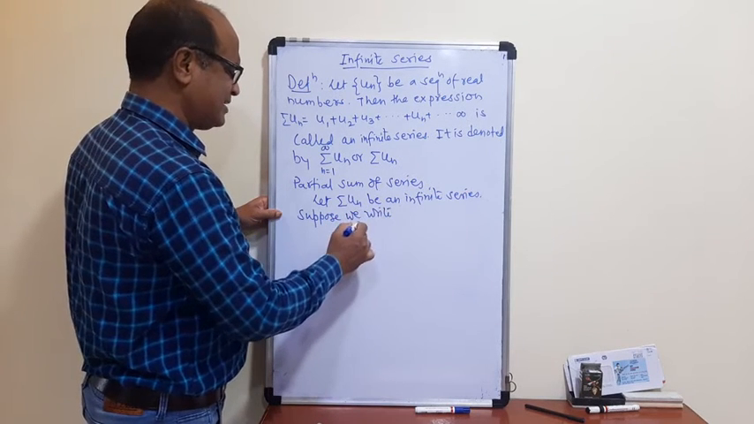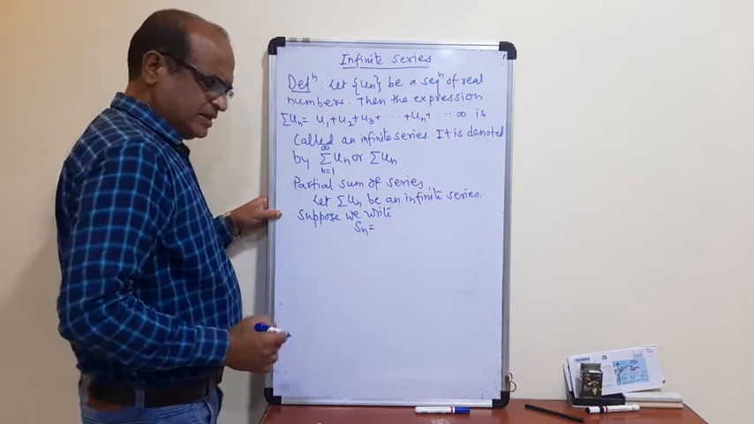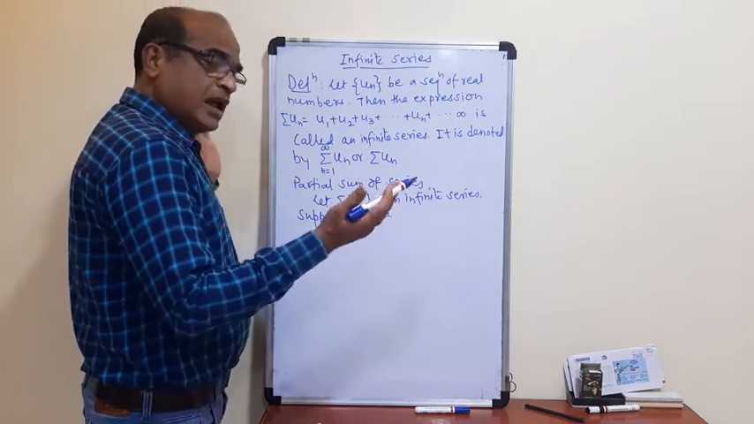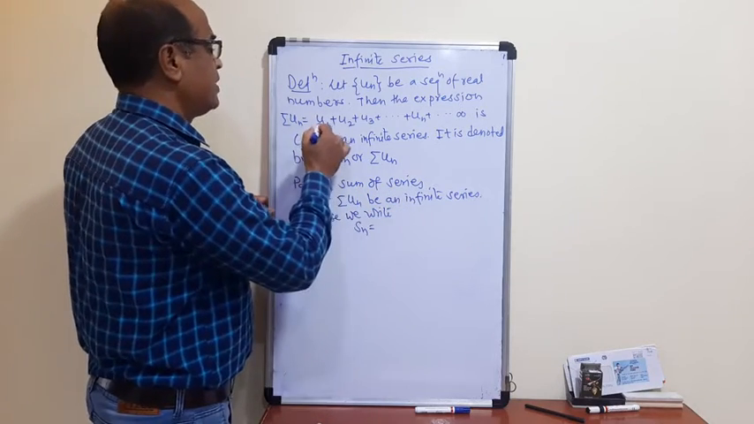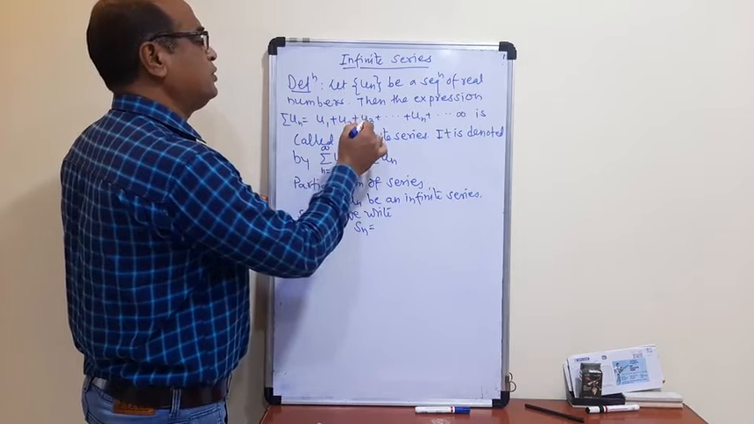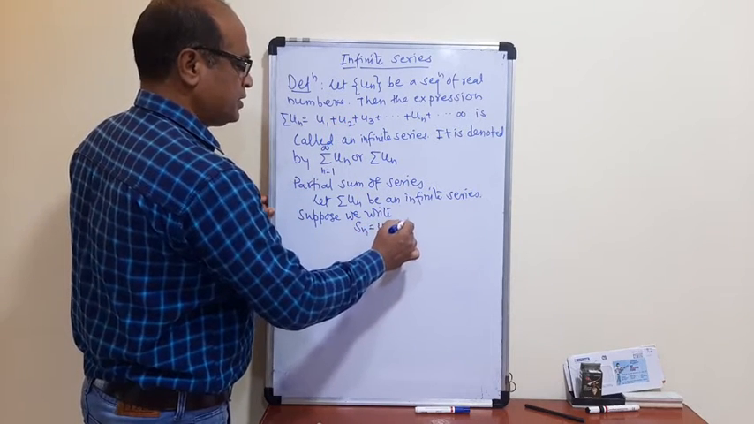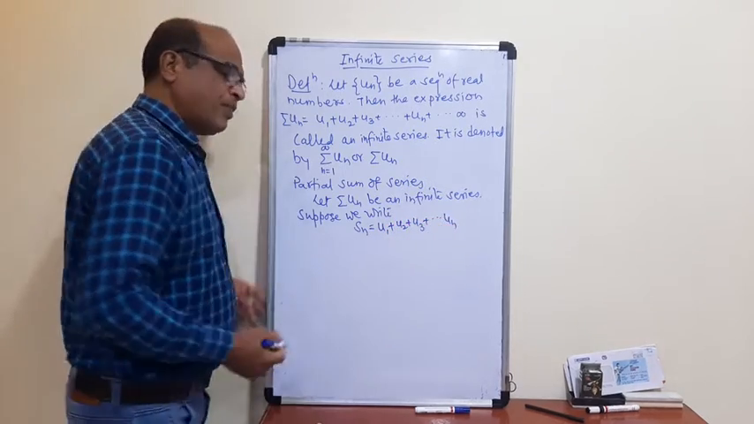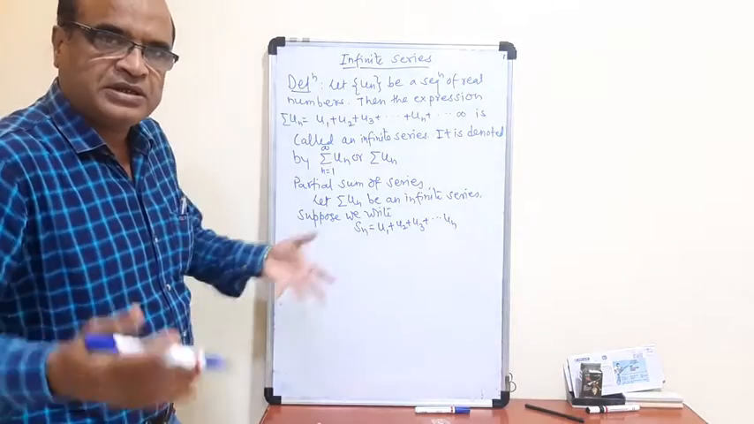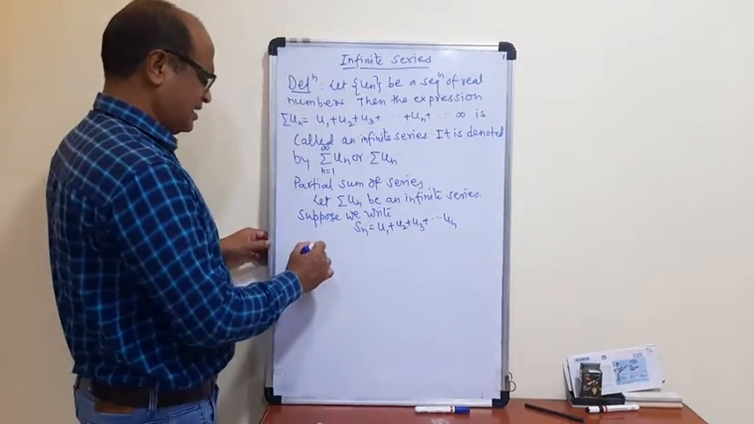What is Sn? Sn is the sum of the first n terms in the series, that is u1 plus u2 plus u3 plus up to un. So this is the partial sum of the first n terms in this series.